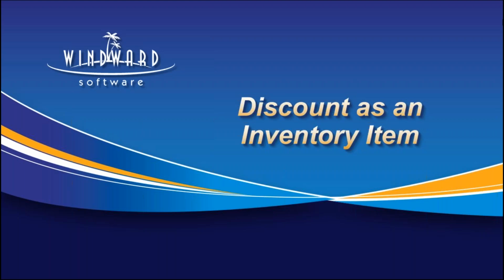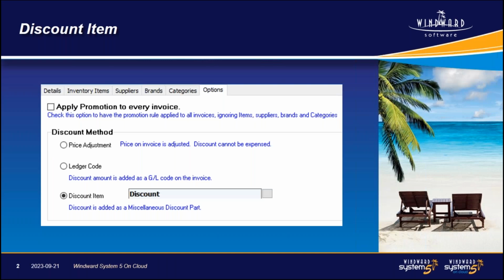Thank you, Ivory. Hello, everybody. Good afternoon. Yes, today's webinar, we're going to talk about discount as an inventory item. So basically, this webinar will discuss how to create a dollar value discount as an inventory item. All right. So the promotion feature has three discount methods: the price adjustment, ledger code, and discount item. So this is our topic for today.